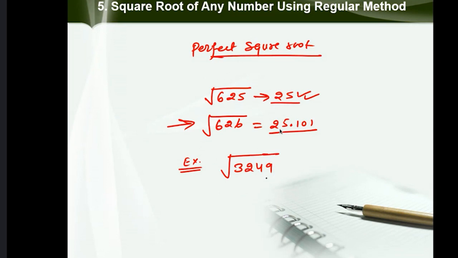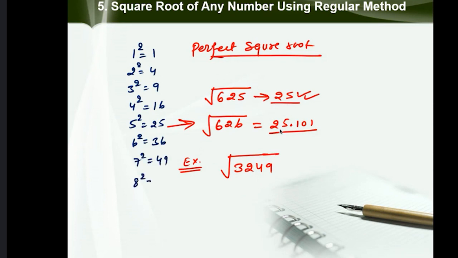Now tell me, where you got the 49? Any number where you got the 49? Actually, there is only one number, 7, where the square ends with 9. What is the 1 square? 1. 2 square? 4. 3 square? 9. 4 square? 16. 5 square? 25. 6 square? 36. 7 square? 49. 8 square? 64. And 9 square? 81. Now look at this.